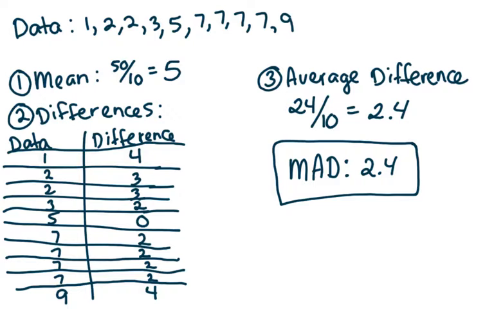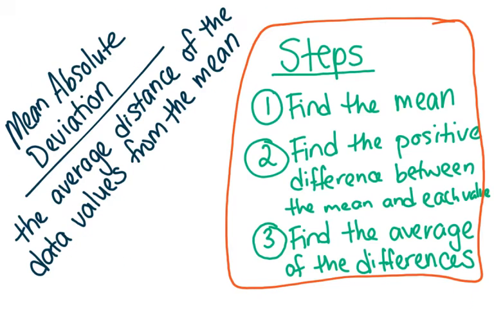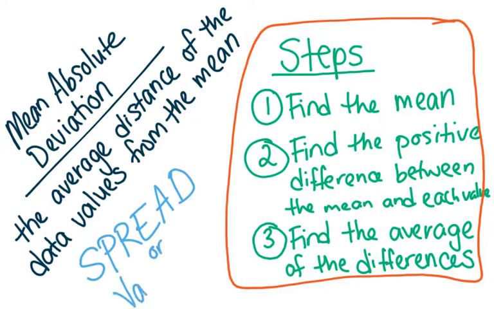I hope that this video has helped you better understand mean absolute deviation. It's simply the average distance or difference of data values from the mean. The steps are simple. You find the mean, you find the differences between the data values and the mean, and you average up those differences. This is a measure that measures spread or variation. It tells us if our data set is consistent, tightly packed, or spread out, and more varied.